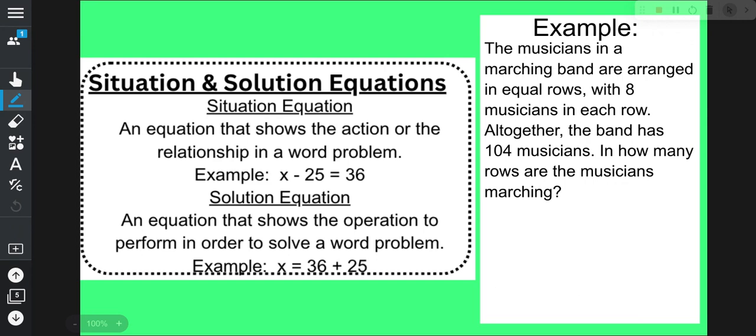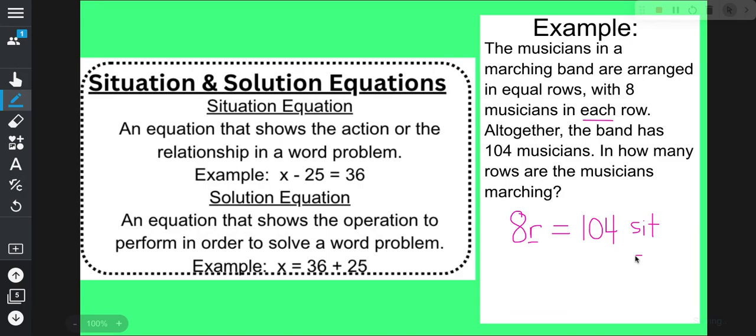The musicians in a marching band are arranged in equal rows. So we don't know the amount of rows right now. With 8 musicians in each row. So we have a keyword there, each, which tells us we're multiplying. Remember, when we have a variable, we can put our number next to the variable, and that means to multiply. We don't need any math symbol between them. Well, equal, or altogether the band has 104 musicians. So this is our situation equation because the variable is contained within the equation.